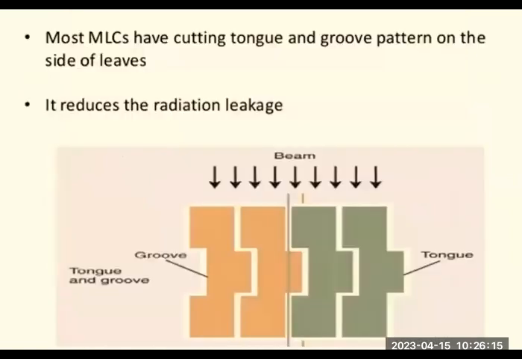We'll continue. Most MLCs have a tongue and groove pattern on the sides of the leaves. The beam comes from the top. The grooves can move in their directions. It is called the tongue, which stops the beam or allows the beam. You can see there is an axis drawn at the center. With the center, it can rotate, turn and twist. In these directions it can move, so that it can control the radiation leakage.